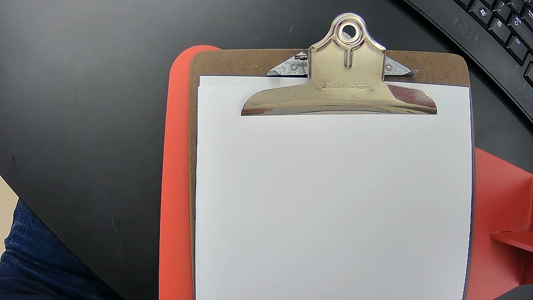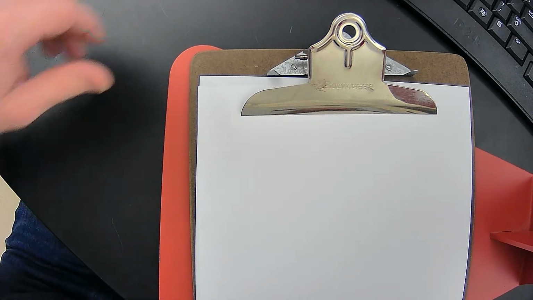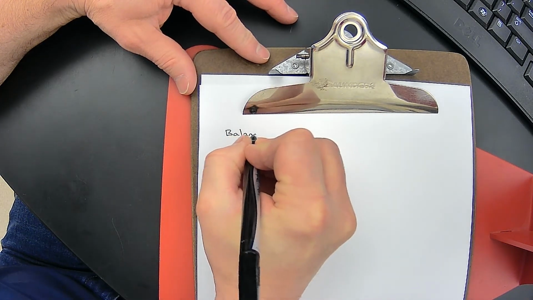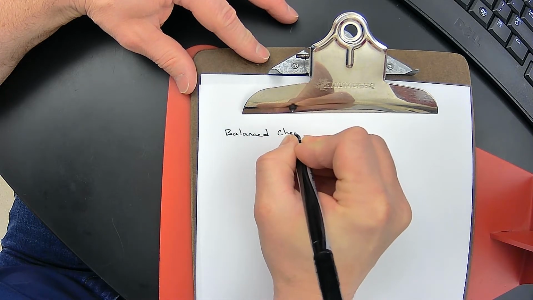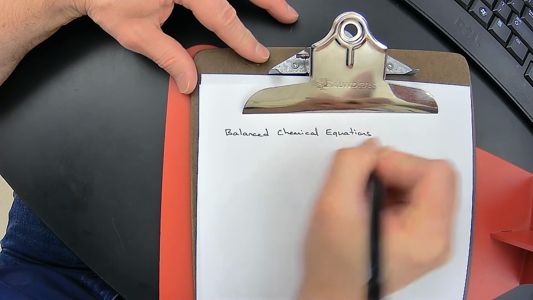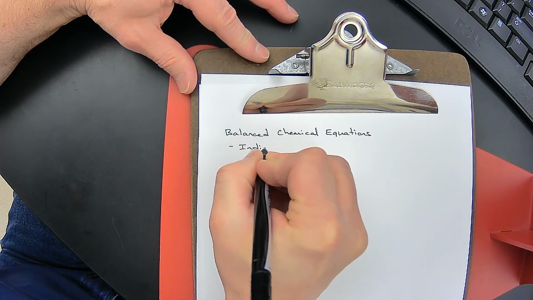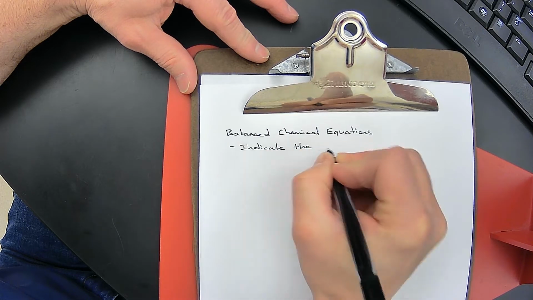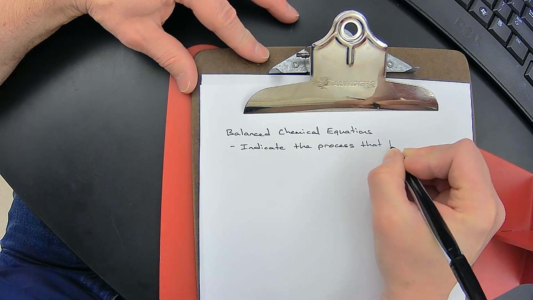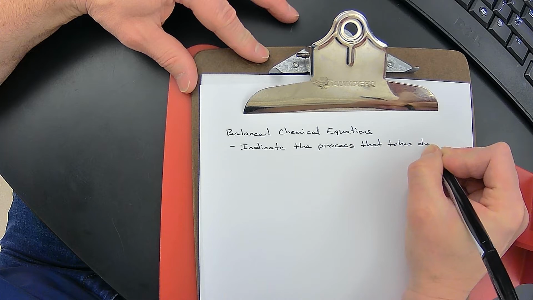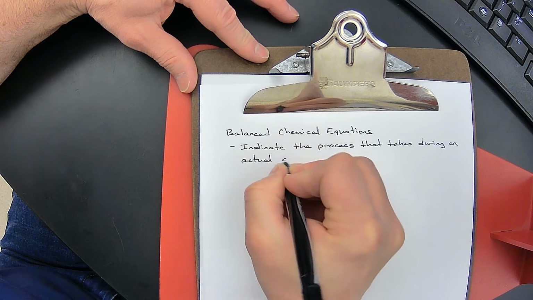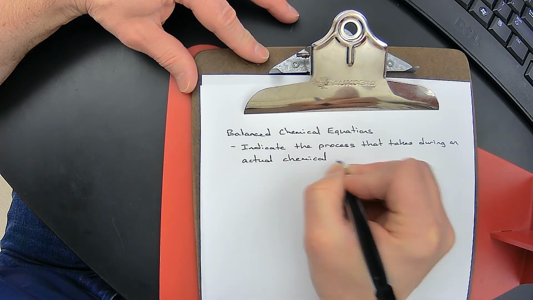In this video, I want to cover how we know if a chemical equation is balanced. So the first thing that we're going to put into our notes is balanced chemical equations. Balanced chemical equations indicate the process that takes place during an actual chemical reaction.